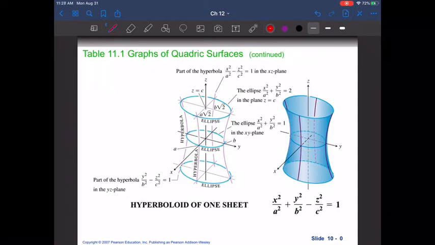Hyperboloid, I guess. I don't know. I'm not saying that very well at all. It's a hyperboloid of one sheet. You can make fun of me for that later.